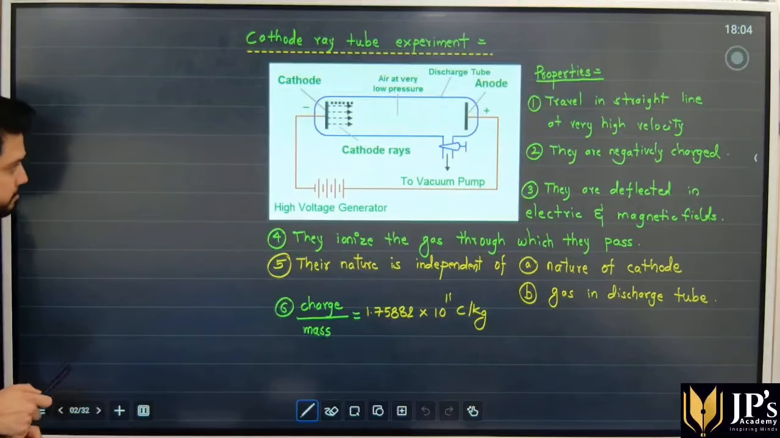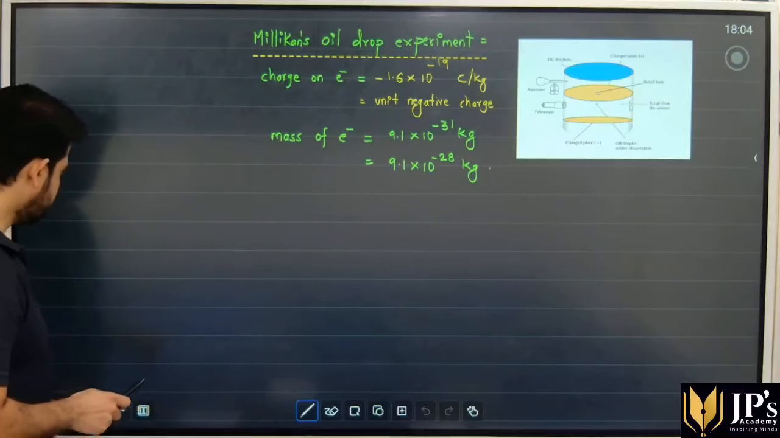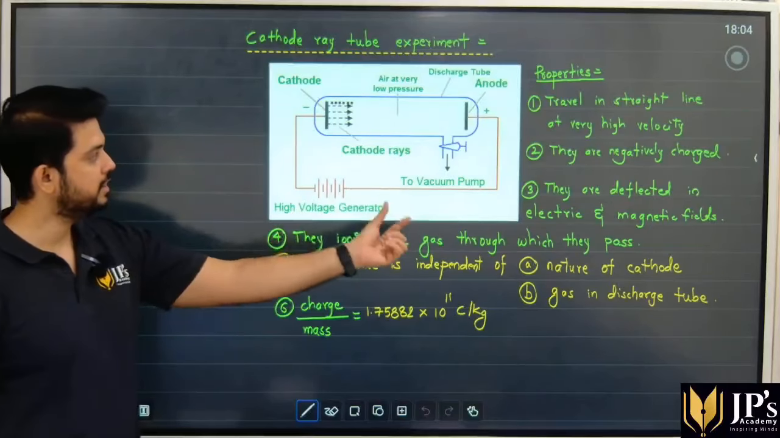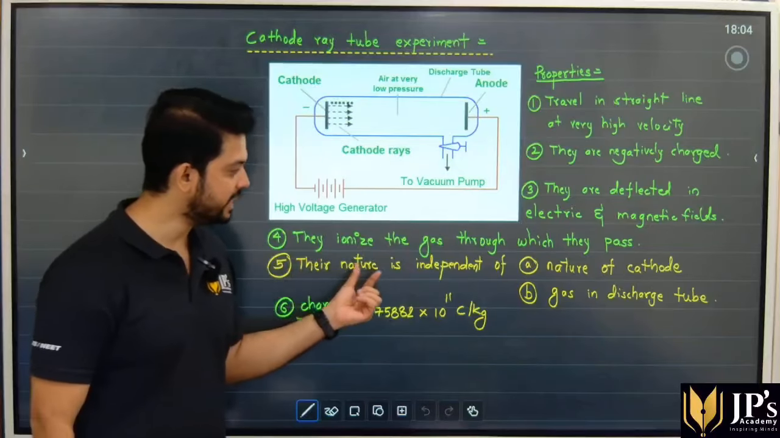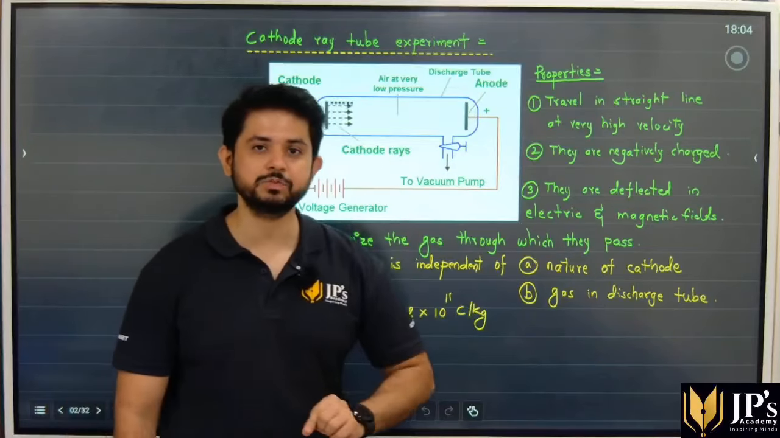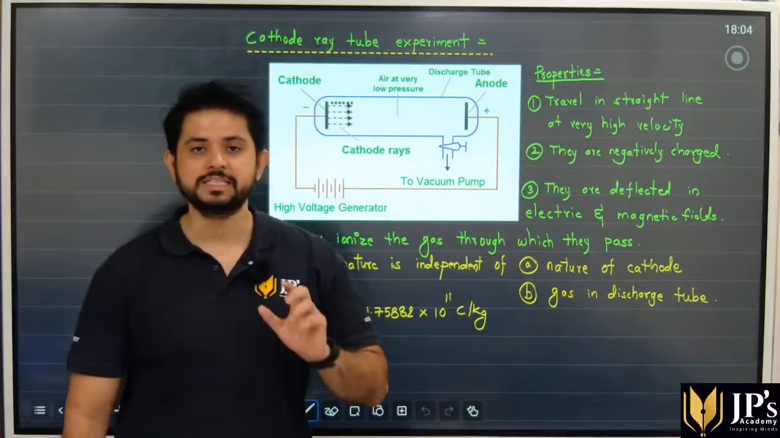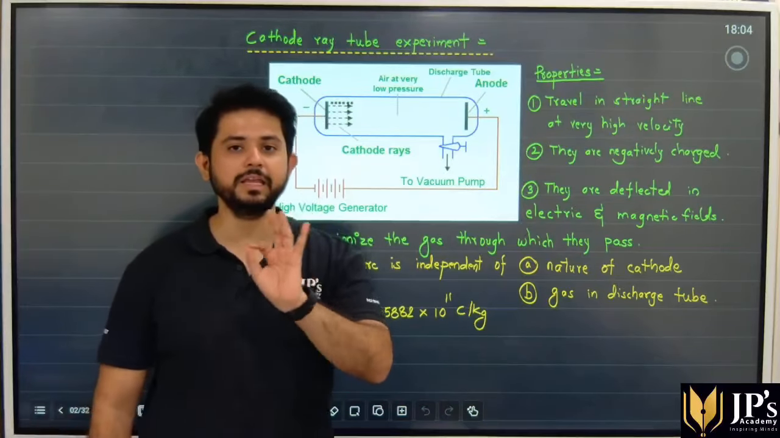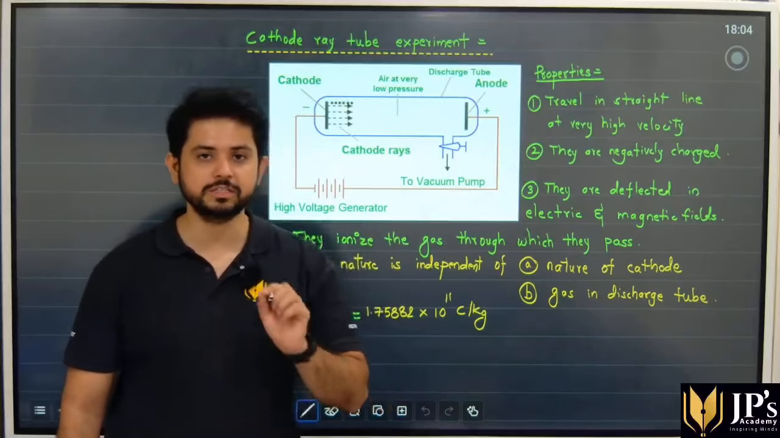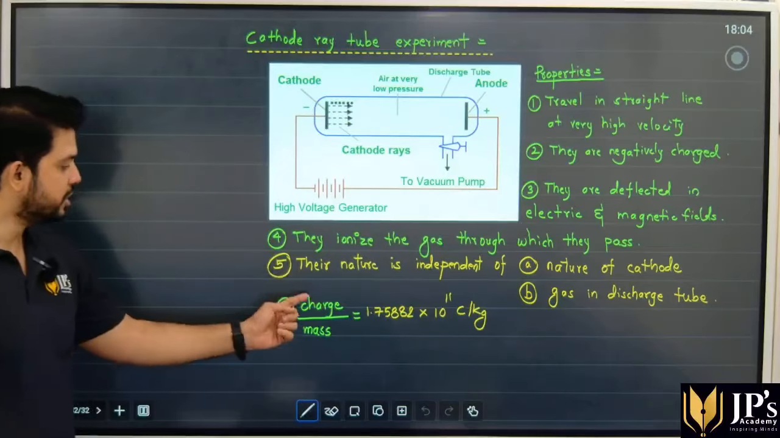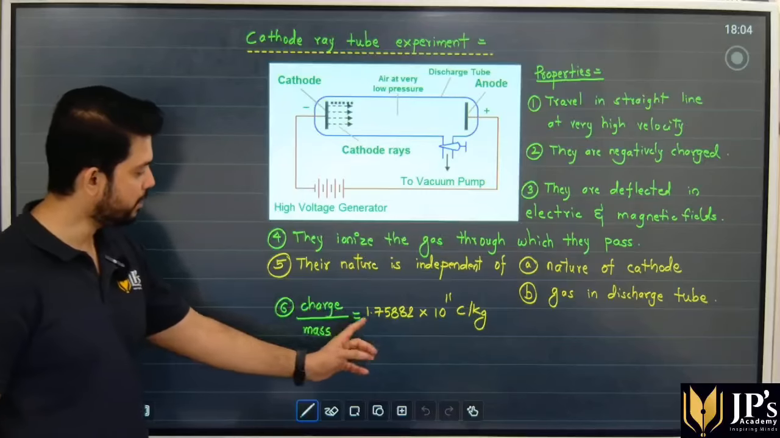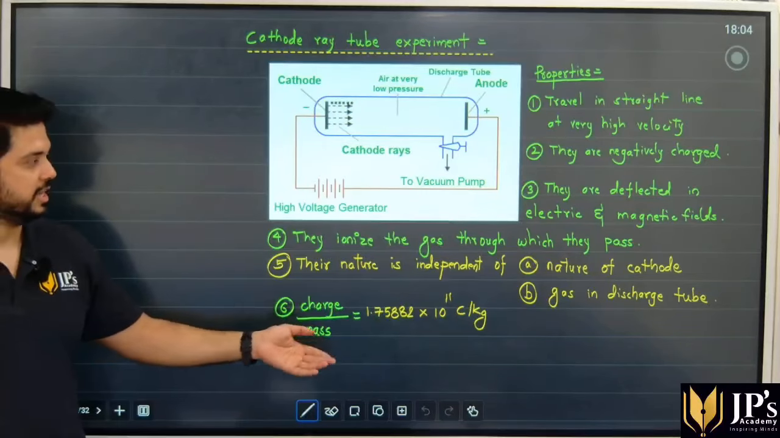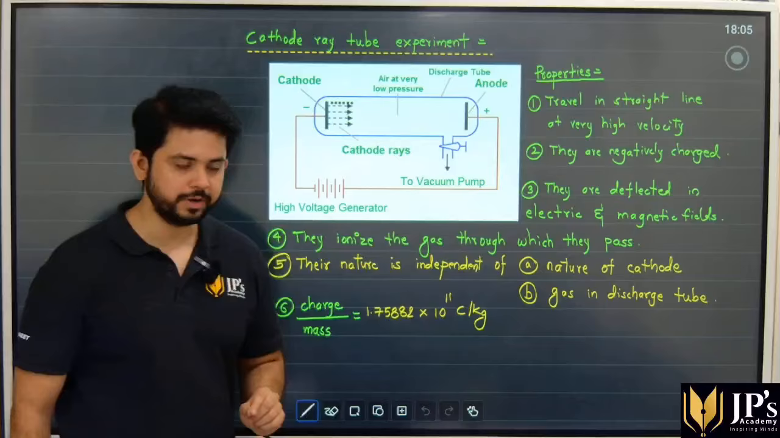Now students, what was observed in the experiment is that the nature of the cathode rays or cathode particle is independent of the gas which was taken in the discharge tube. Second, he calculated a very important parameter which is called the charge to mass ratio, and the charge to mass ratio is 1.75 into 10 raised to 11 coulomb per kg. I've also written some other properties.